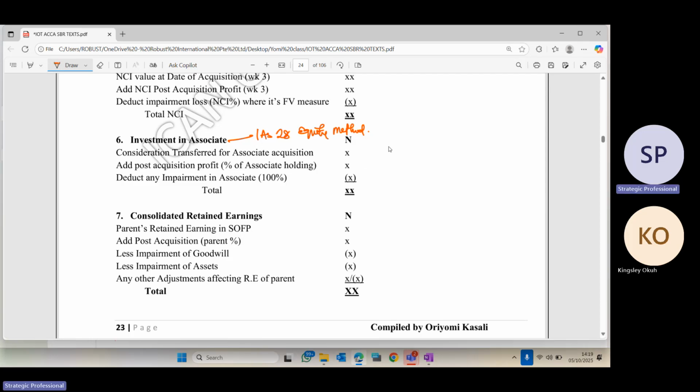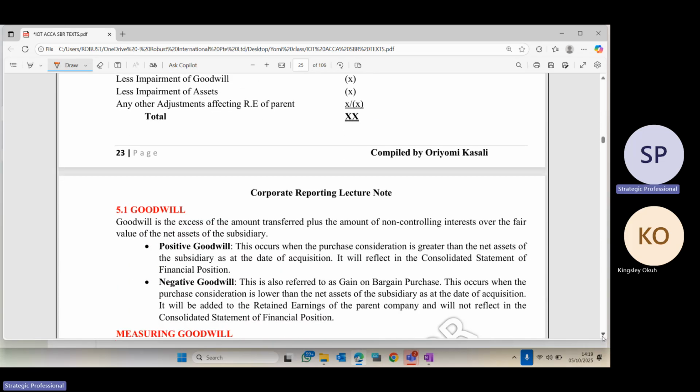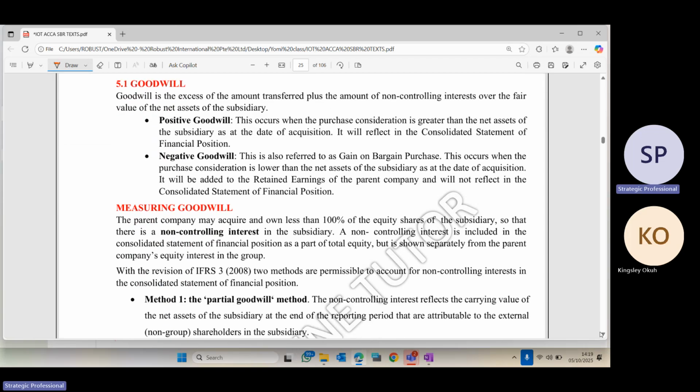Having said that, the next to examine is actually our goodwill calculation. Are we there? Yes. How do we calculate goodwill? Goodwill is actually the excess of the amount transferred plus the amount of NCI over the fair value of the net asset of the subsidiary.